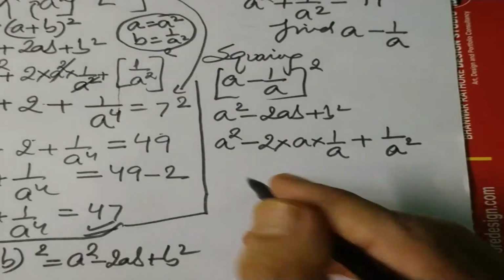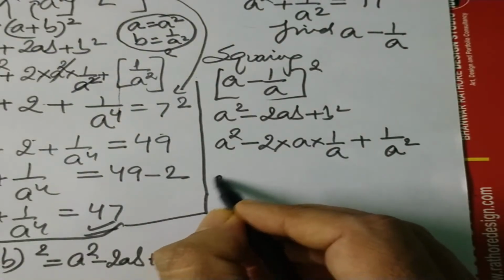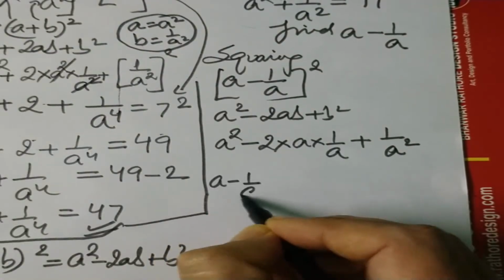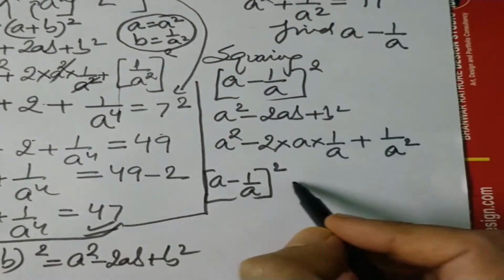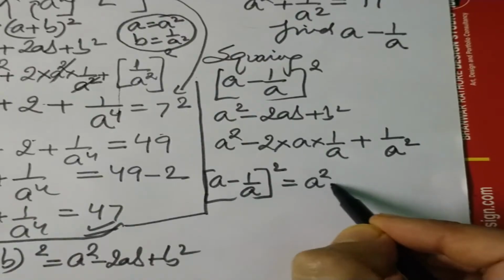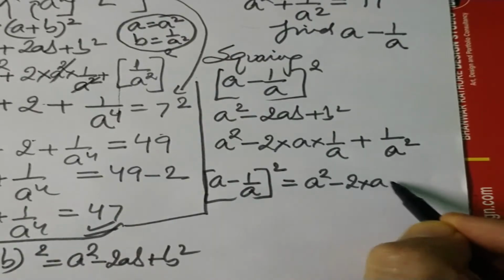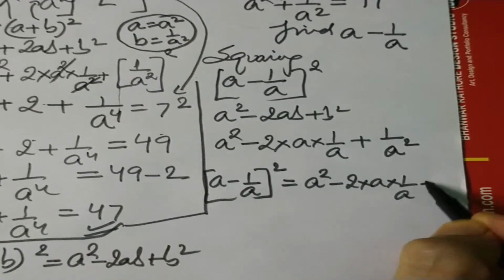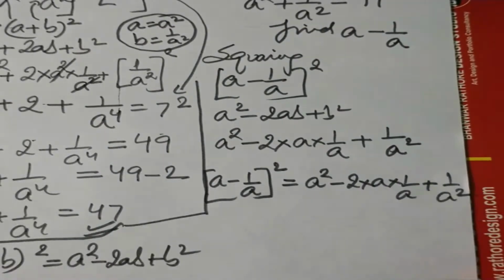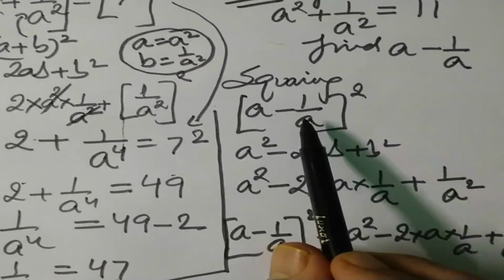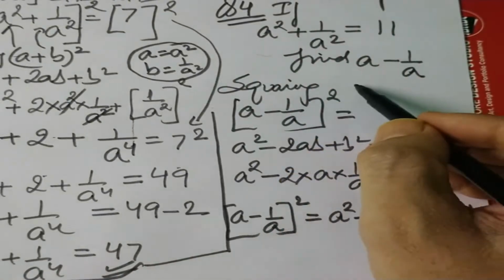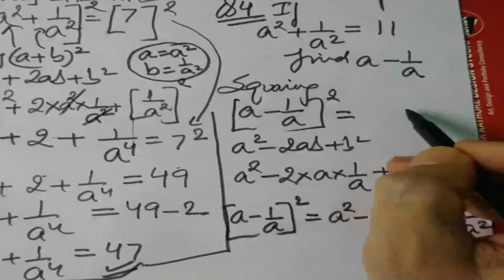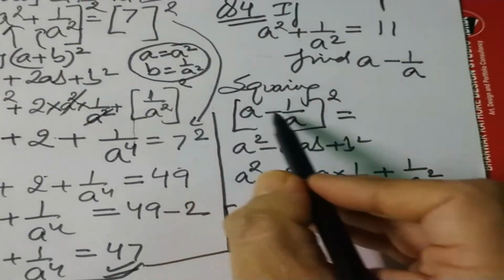So what I have got? I have got the expression (a minus 1 upon a) whole square, that is this one, is equal to a square minus 2 into a into 1 upon a plus 1 upon a square. I am squaring this and writing the answer on the right side. This is squaring left hand side and right. Now in the right side there is nothing, so I am finding the answer of this.